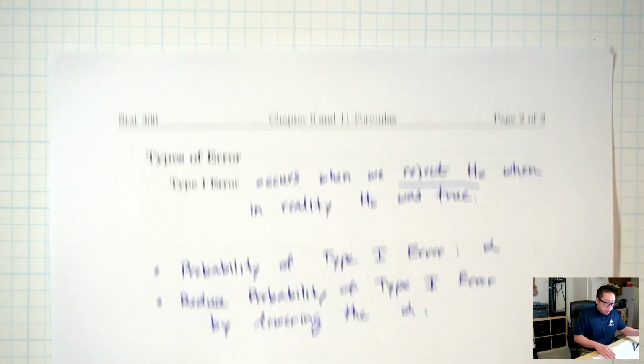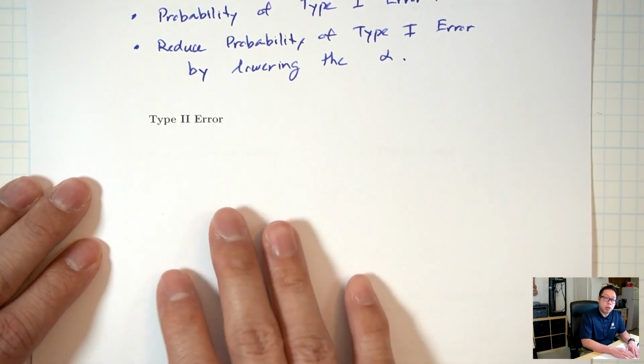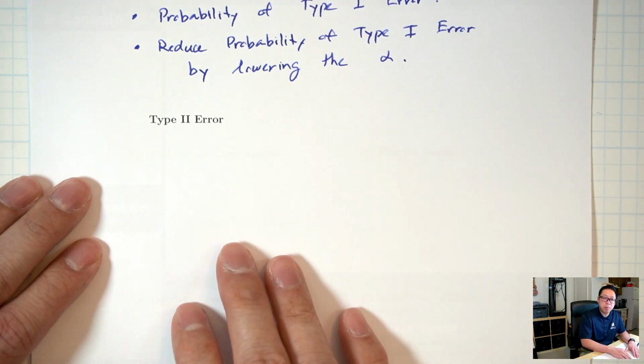All right, type 2 error. Let me skip this for now and talk about type 2 error when we actually encounter it.